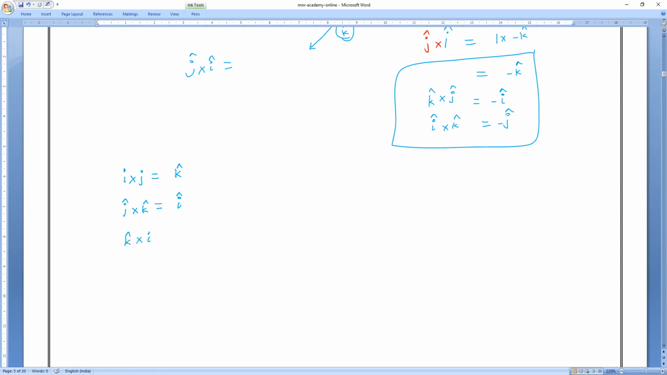K cross I is equal to what? J cap. Clear? J cap. Same way, opposite. J cap into I cap, what did we get? Minus K cap. K cap into J cap, what did we get? Minus I cap. Next, I cap into K cap. Everybody respond. Minus J cap.